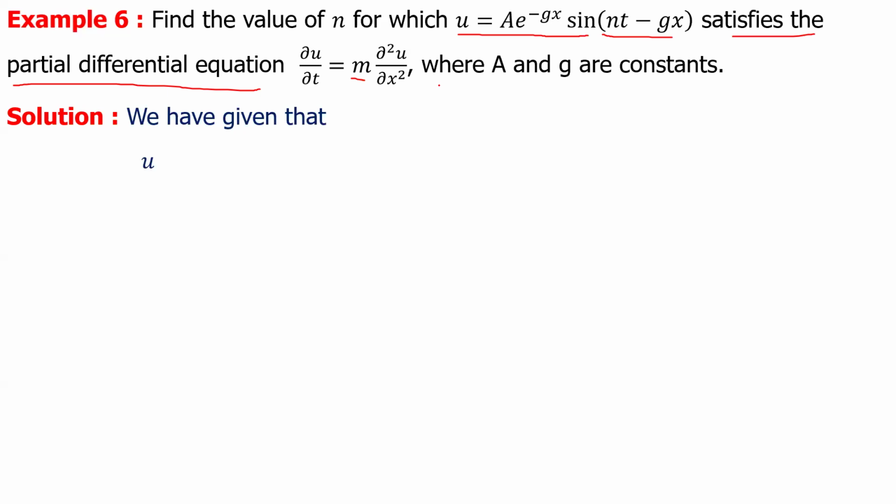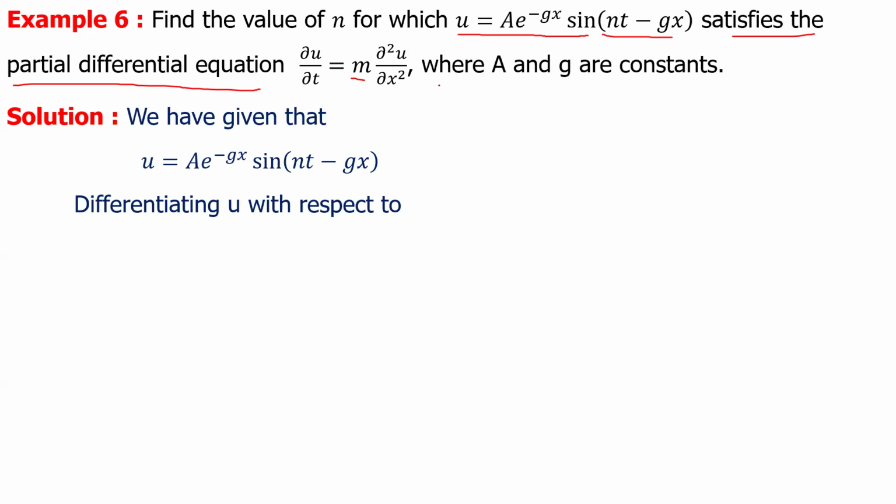We have given that u is equal to a into e to the power minus gx sin of (nt minus gx). Let us give it equation number 1. Then we have to find out the value of n. So what is our aim? Our aim is to find out the partial derivative of u with respect to t and the second order partial derivative of u with respect to x.